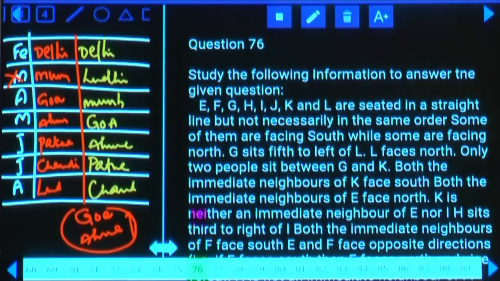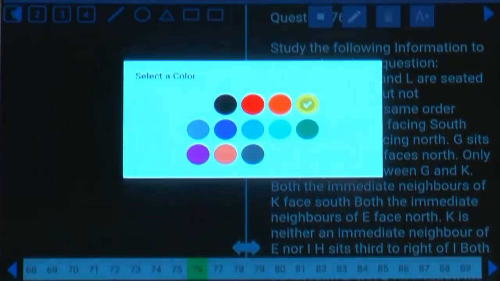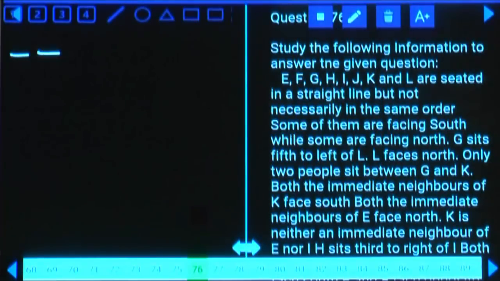And G sits fifth to the left of L. Now in this one, how many persons are there? There are 8 persons and they are seated in a row. Some of them face north and some face south, as clearly given. Hence 1, 2, 3, 4, 5, 6, 7, 8.